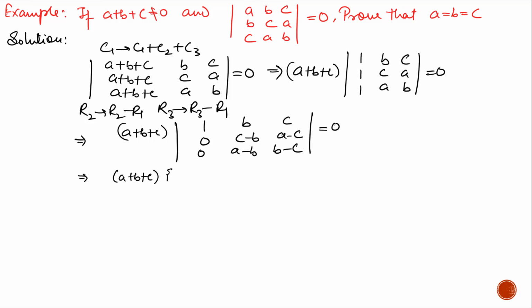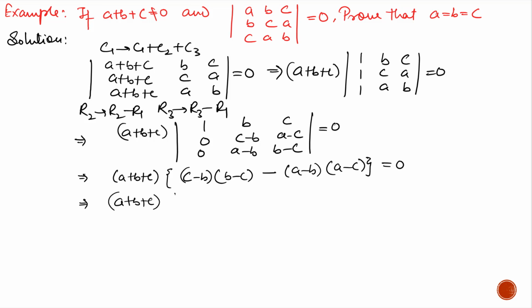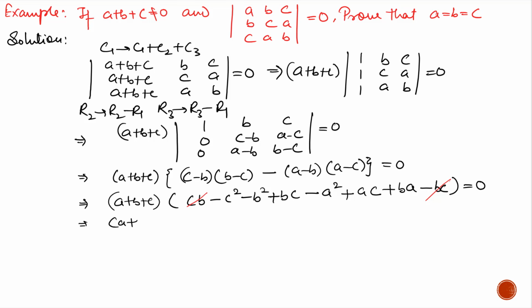Now expand along the first row and we will get (c minus b) multiplied by (b minus c) minus (a minus b) multiplied by (a minus c), which is whole multiplied by a plus b plus c, which equals 0. And after simplification we will get (a plus b plus c) whole multiplied by [cb minus c square minus b square plus bc minus a square plus ac plus ba minus bc], which equals 0. And after simplification we will get minus (a plus b plus c) whole multiplied by (a square plus b square plus c square minus ab minus bc minus ca) equal to 0.